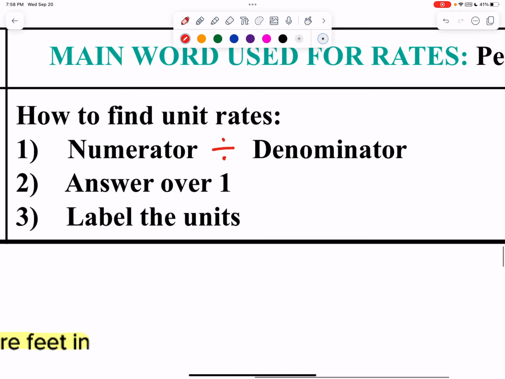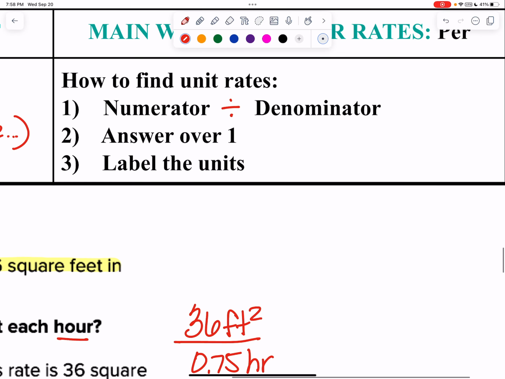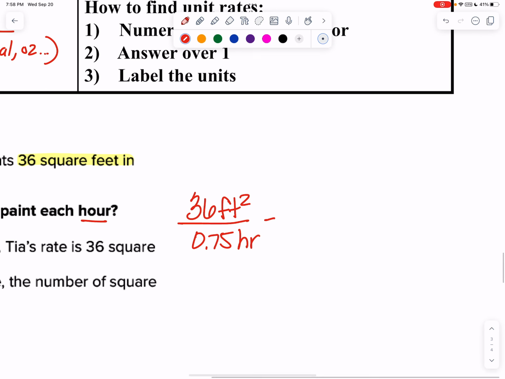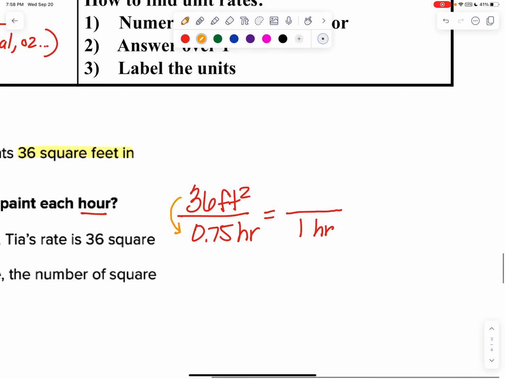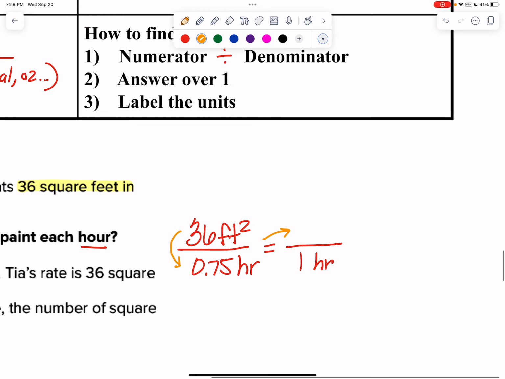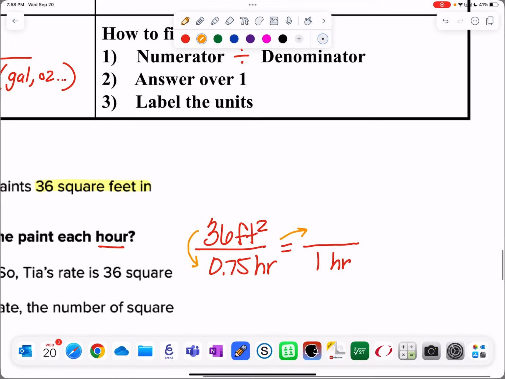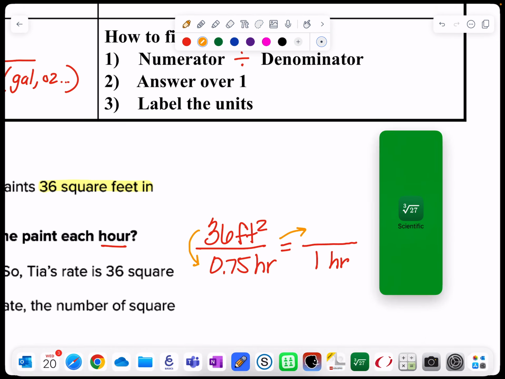How do we find unit rates? Numerator divided by denominator. So write equals, put it over 1 hour. Numerator divided by the denominator. That's what the fraction bar means. And the answer goes up top, over 1. So let's grab our calculator. I'm going to use our Desmos here.